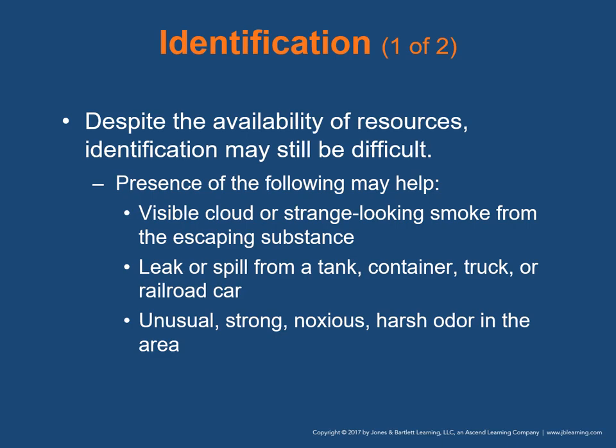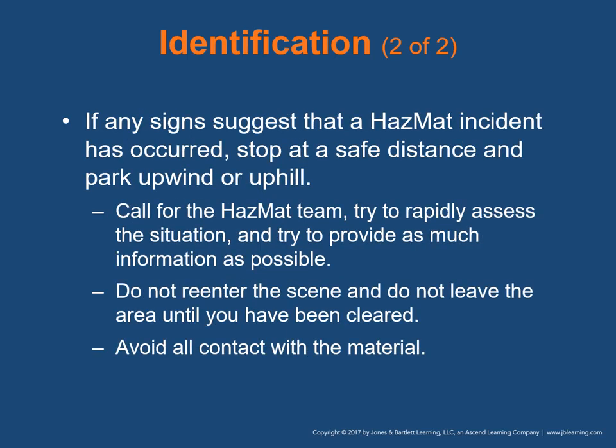In the event of a leak or spill, a hazmat incident is often indicated by the presence of the following: visible cloud or strange-looking smoke from the escaping substance, leak or spill from a tank, container, truck, or railroad car with or without hazmat placards or labels, an unusual, strong, noxious or harsh odor in the area. A large number of hazardous gases and fluids are essentially odorless even when a substantial leak or spill has occurred.